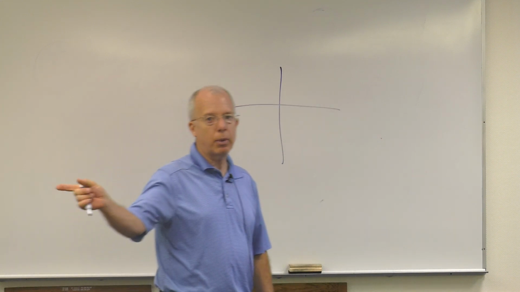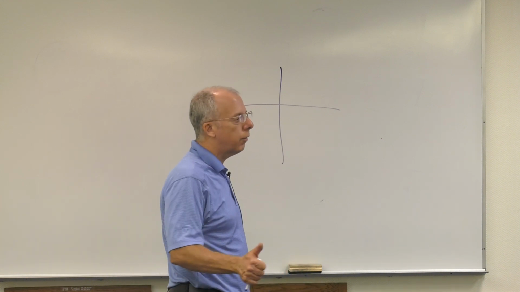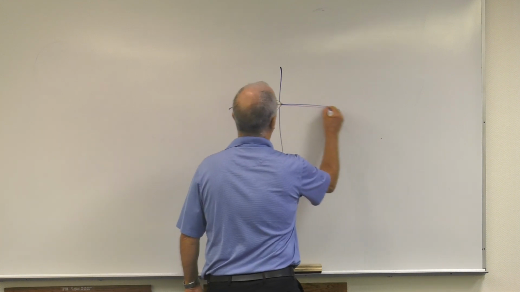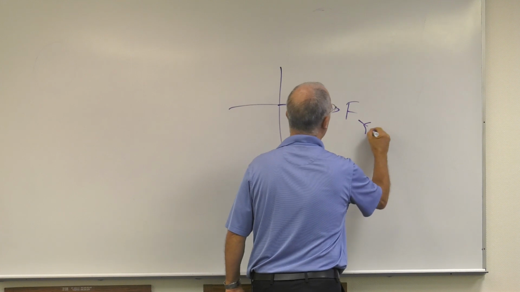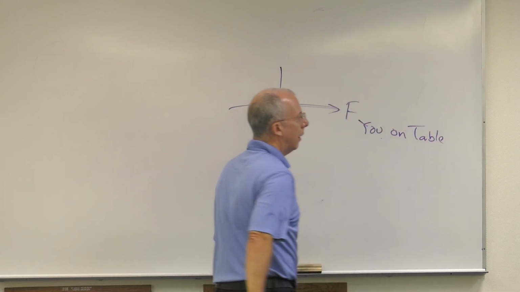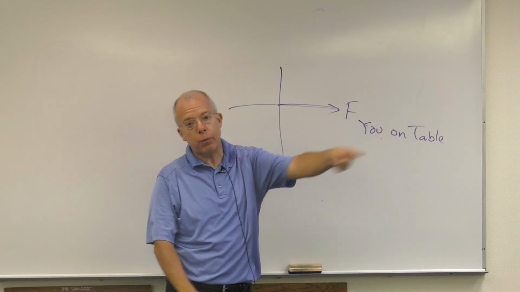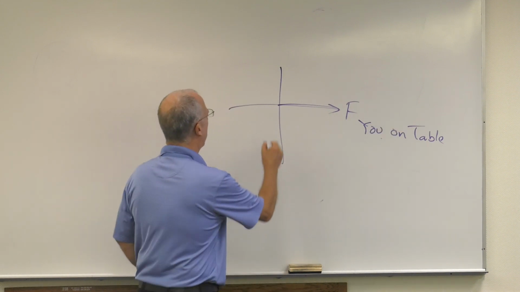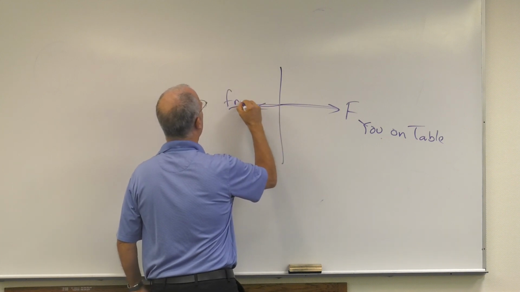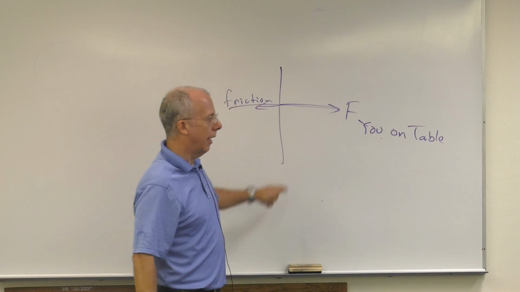Now let's keep it simple. Let's just worry about the horizontal forces. What's the only horizontal force acting on the table? You. You on table. That's it. So why does the table move? Because there's only one horizontal force acting on it. I guess it's actually friction too, right? But what we're saying is that this is larger than that.